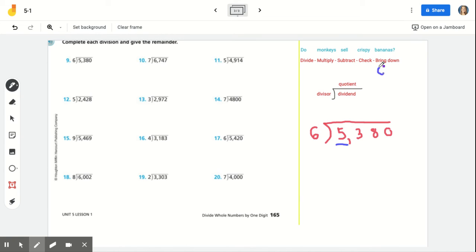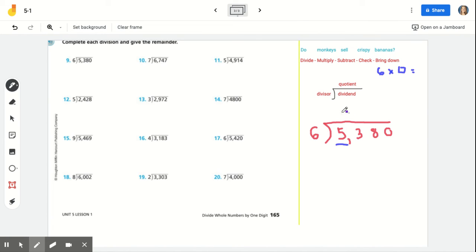So when I am asking this question, here's what I'm picturing in my head. 6 times what gets us something close, for example, to 5 without going over? So is there anything that we can multiply 6 by to get close to 5 without going over? It would be 0. Because 6 times 1 is 6, that's too much. We can't subtract 5 minus 6 here. Remember, whatever we get here, this number needs to be larger than this number in order for us to get to that subtraction step and do it correctly. So the answer for this one is 0.